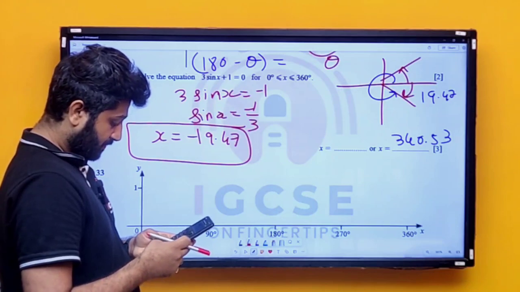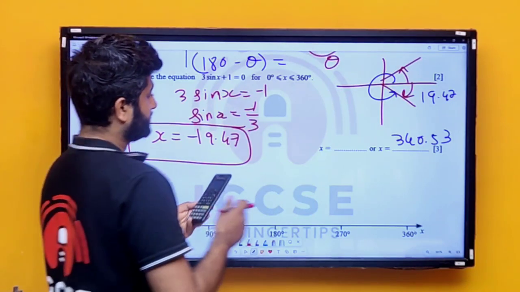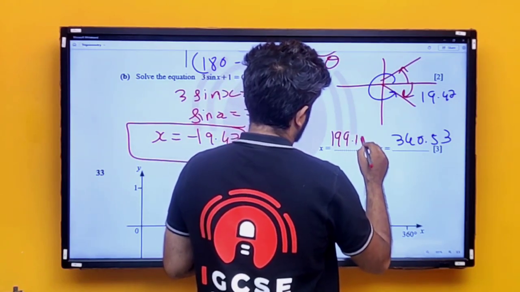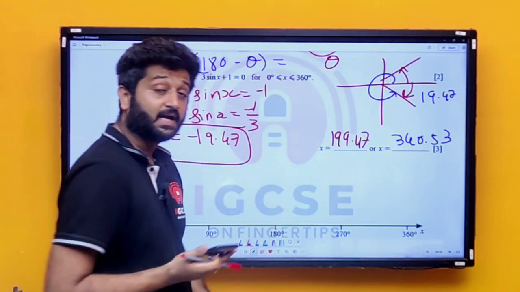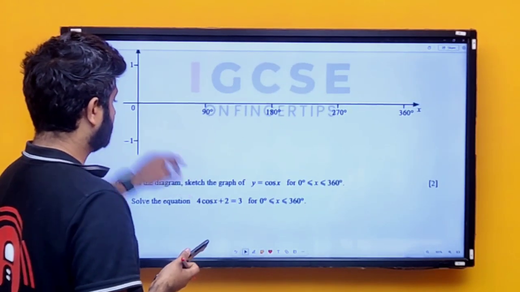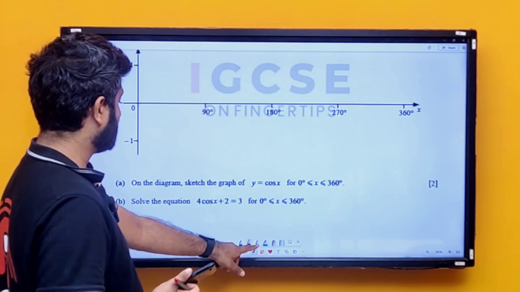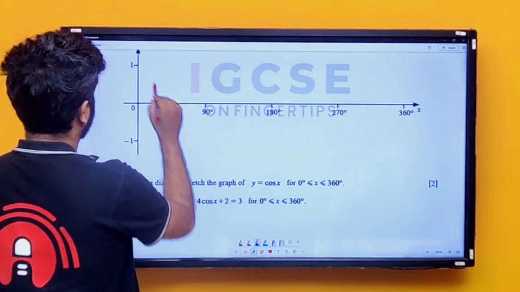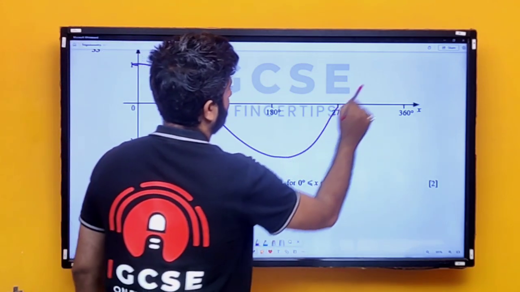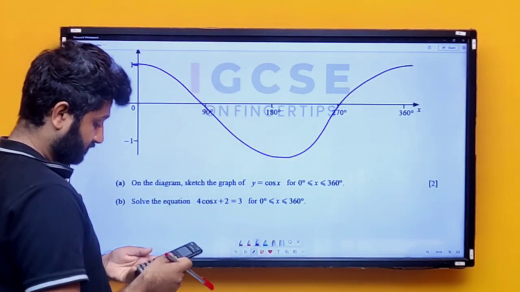Or you can write your answers as 199.5. Next question. Sketch a graph of cos x from 0 to 360. Now, for cos x, you should know that it ranges from plus 1 to minus 1. Right? You should know that cos 0 is 1, cos 90 is 0, 180 is negative 1, 270 is 0, and 360 is 1. You can plot using the table function in a calculator.